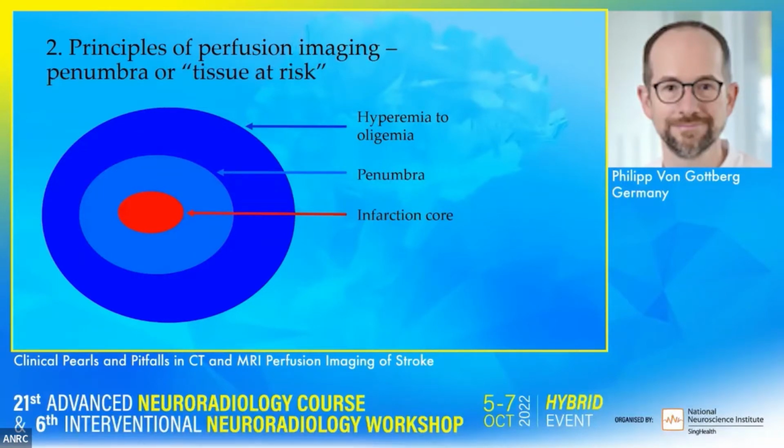And there will be a zone around it with oligemia, with low blood flow, which is still not crucial for this territory, which is still not ischemic. Or it may even be surrounded by luxury perfusion, meaning that there's a higher perfusion than normal due to vasodilative factors that are emitted by the penumbra and infarction core tissue.